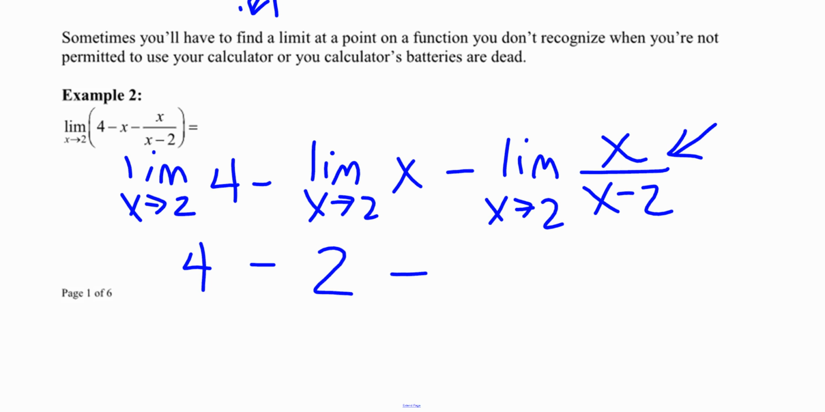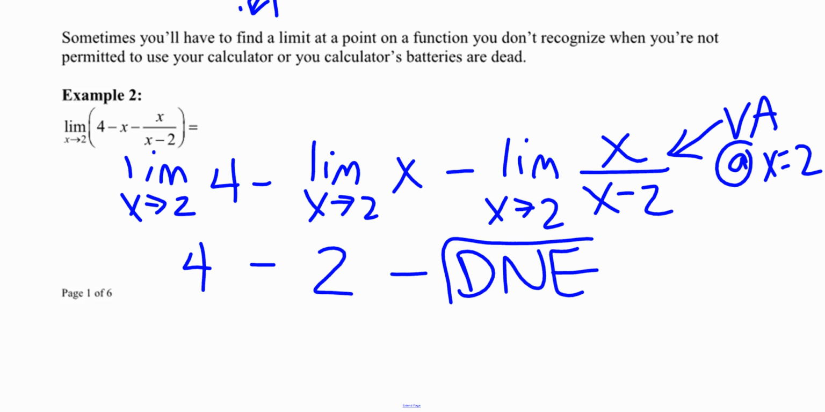This function has a vertical asymptote at x equals 2. So we're not going to be able to plug in 2. Okay, from one side of 2, it's going to be positive. From the other side of 2, it's going to be negative. So that doesn't exist. So then the whole limit does not exist.